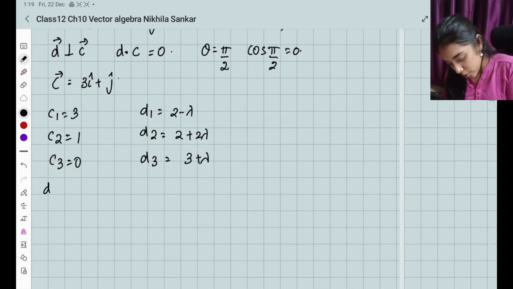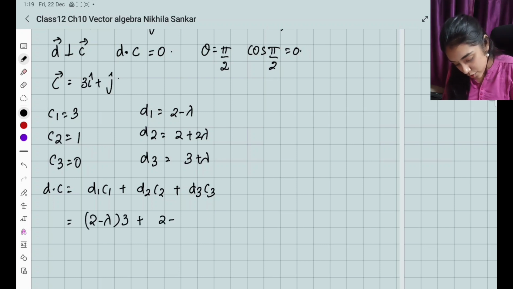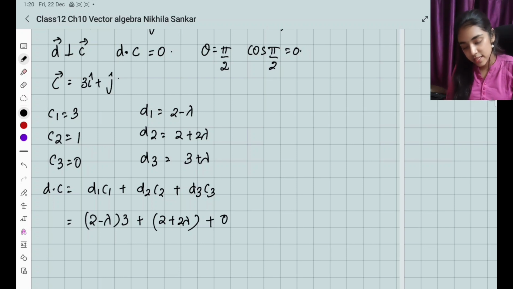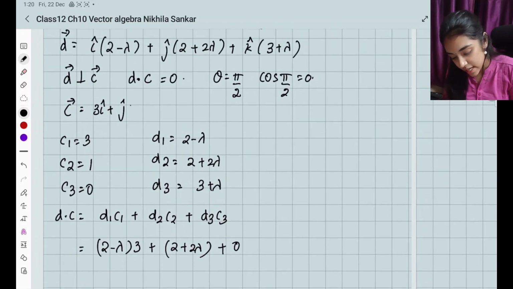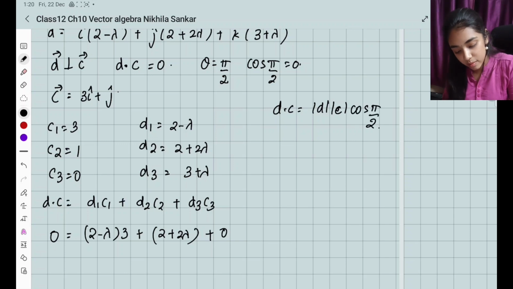Now, what is the dot product going to be? D dot C equals D1 C1 plus D2 C2 plus D3 C3. So, when I do that, I have 2 minus lambda times 3 plus D2 C2, which is going to be 2 plus 2 lambda into 1 plus 0. And C3 is going to be 0. And this is nothing but 0 nu na equate pannanum. Yenna I know that D dot C equals mod D mod C times cos pi divided by 2. ஏனா perpendicular னு கொடுத்திருக்கான். So, this is going to be 0.